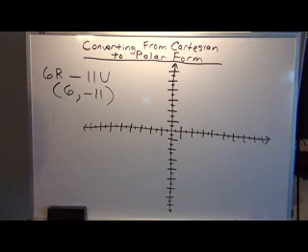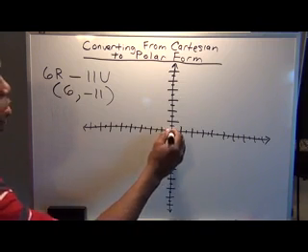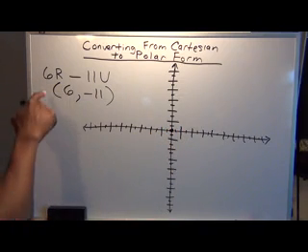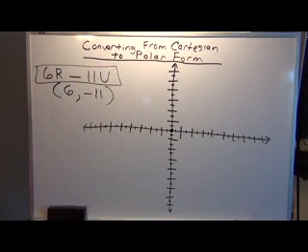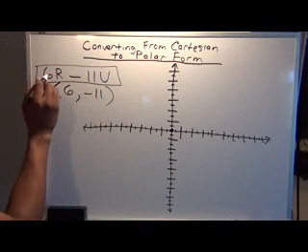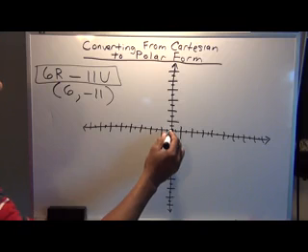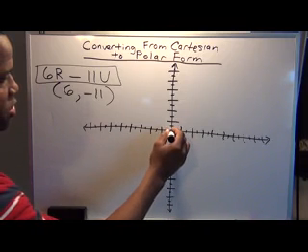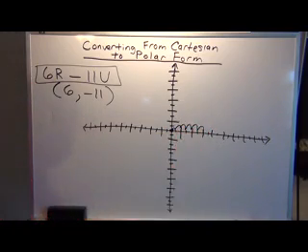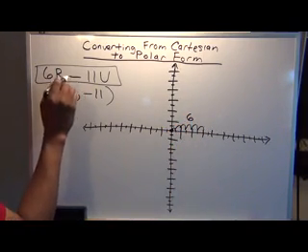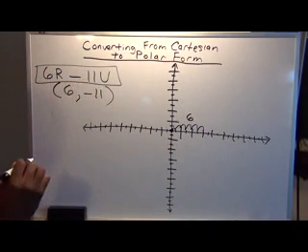So what we're going to need to do is find out where this point is located on this coordinate plane. We're going to start at the origin, and it says 6r minus 11u. This means move 6 units to the right. So if we're starting here on the x-axis, we move 6 units to the right. So that's 1, 2, 3, 4, 5, 6. 6 units to the right. And this says minus 11u.